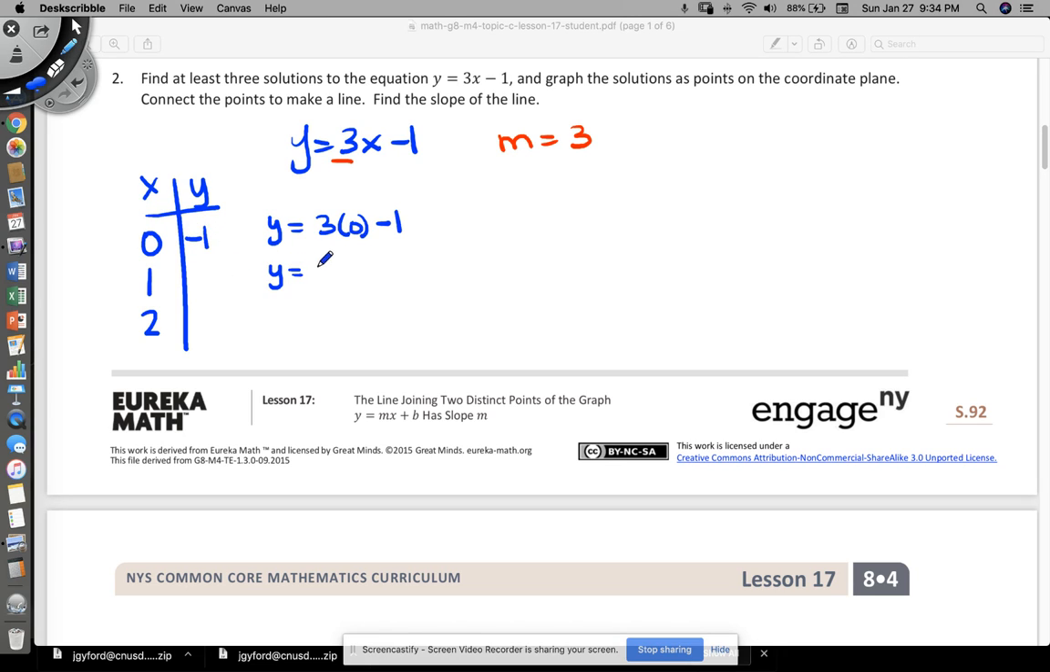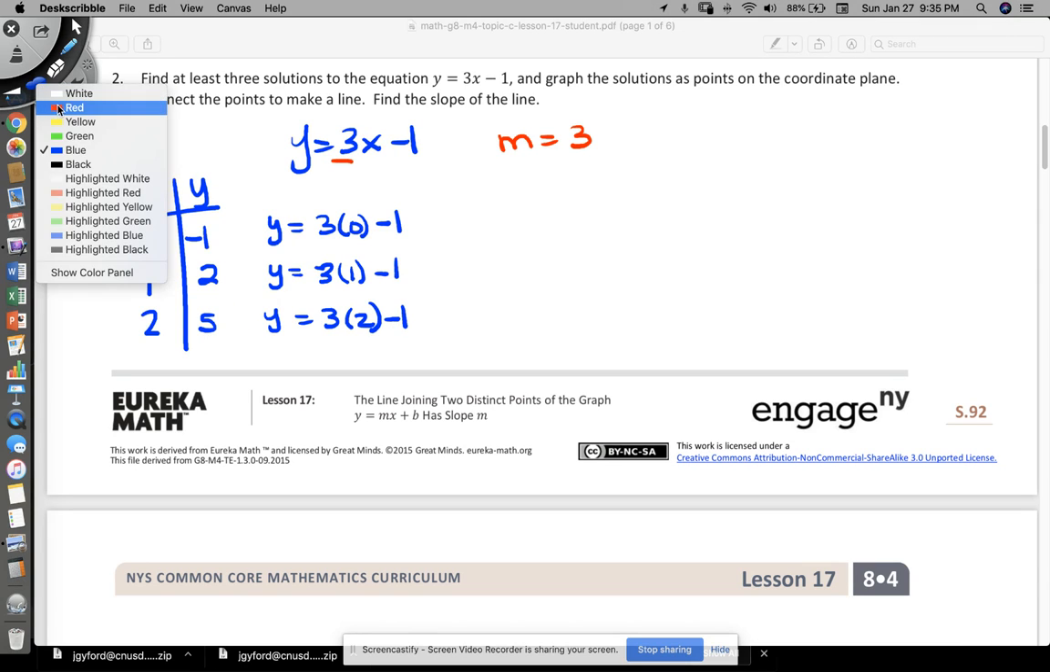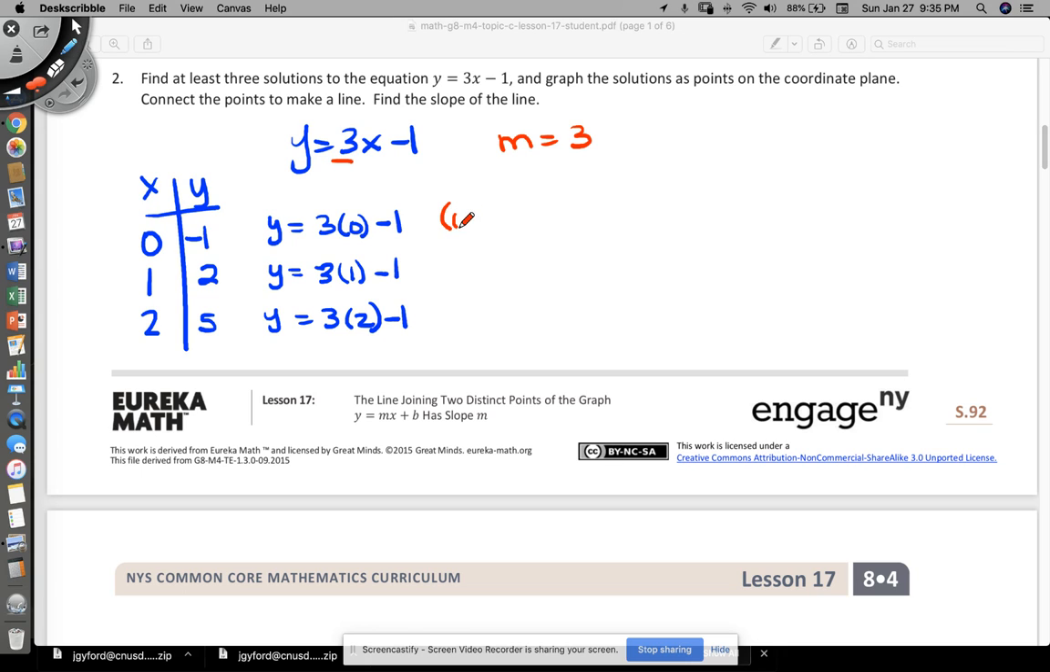The next one is y equals 3 times 1 minus 1. Well, 3 times 1 is 3. 3 take away 1 gives me 2. And the final one is y equals 3 times 2 minus 1. Well, 3 times 2 is 6. 6 take away 1 gives me 5. So my coordinates are going to be 0, negative 1, 1, 2, and 2, 5.